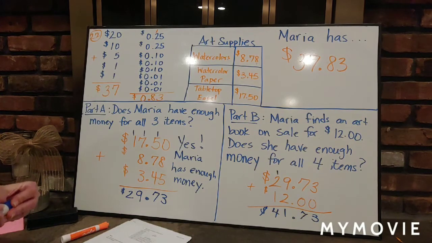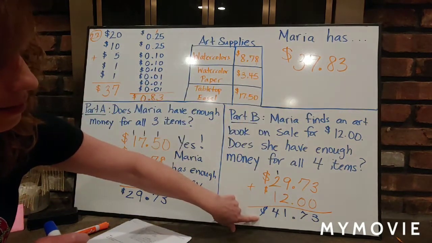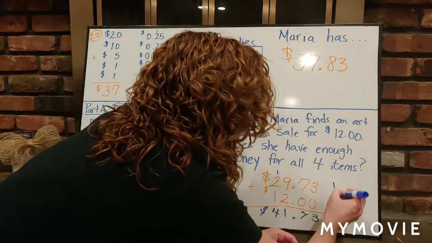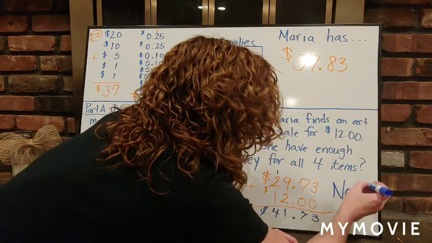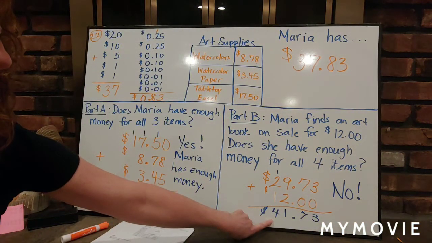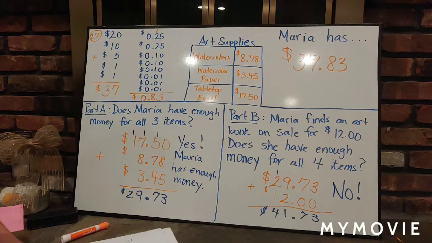Does she have enough money? This is how much she has. This is how much it will cost. No, she does not have enough money, because this is how much it's going to cost, and this is how much she has. Alrighty, that's the end of number 22.